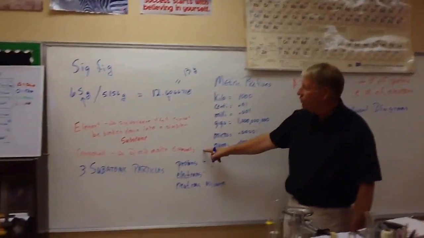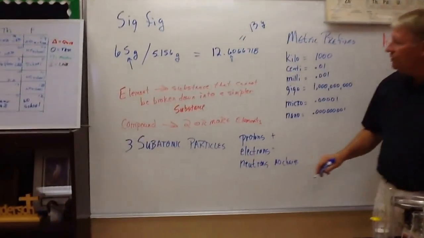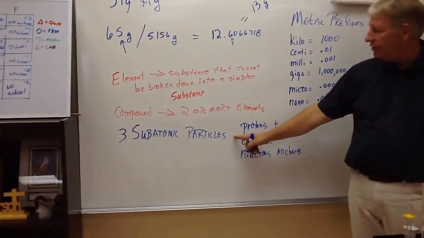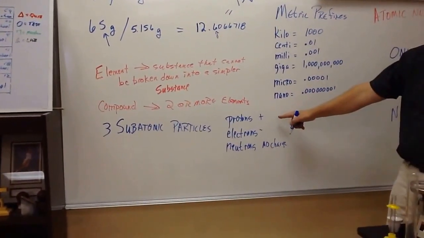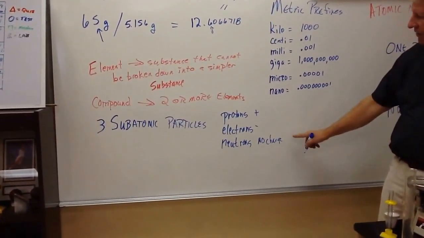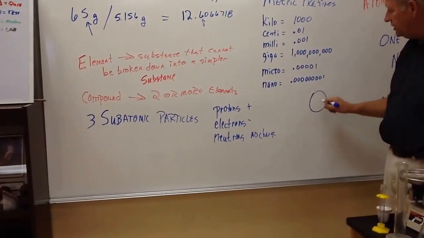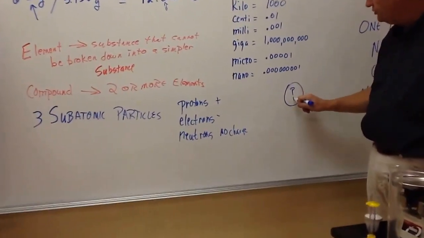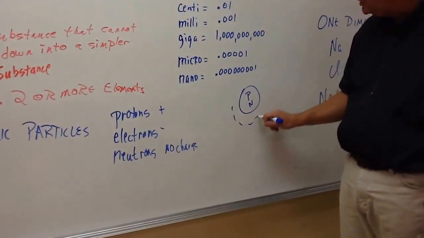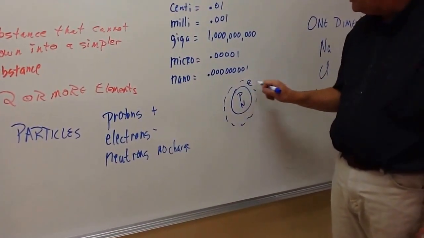A compound is 2 or more elements. And then we know that we have 3 subatomic particles. We have protons that are positive, electrons that are negative, and neutrons that have no charge. So as we look at this, we have a nucleus, with the protons and the neutrons inside the nucleus, and then of course the electrons orbit around the outside.